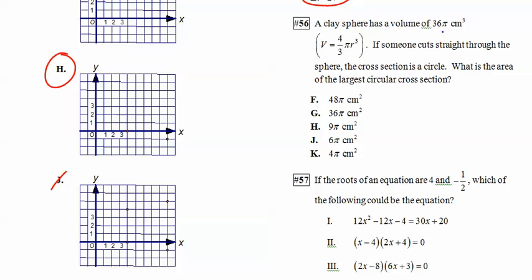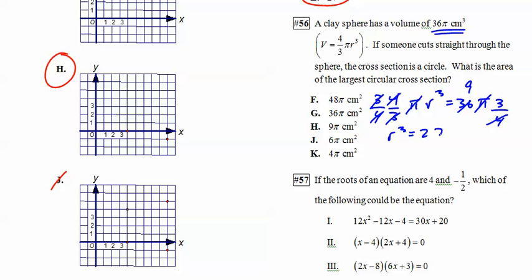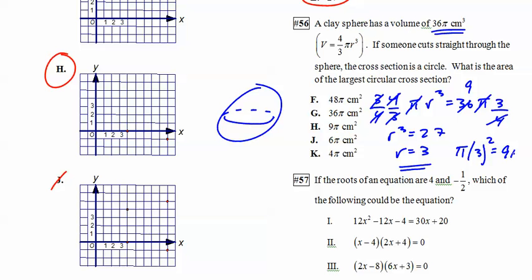Clay sphere has a volume of 36 pi centimeters. Here's a formula. Let's go figure out the radius. I have a funny feeling we'll need to. Cancel, cancel. 3 over 4. 3 over 4. R cubed equals 27. R equals 3. What's the area of the largest circular cross section? If this is a circle, largest is right at the equator, it's just pi r squared. 9 pi.